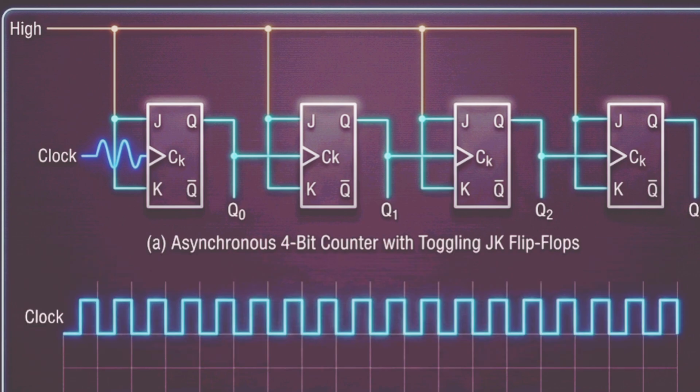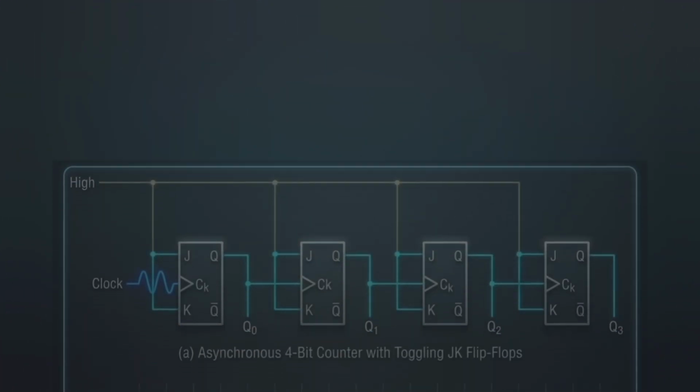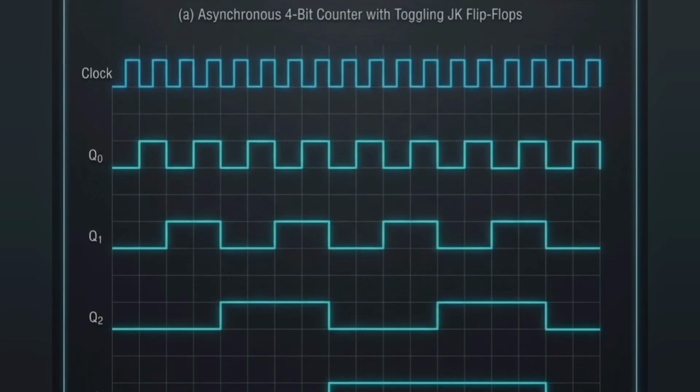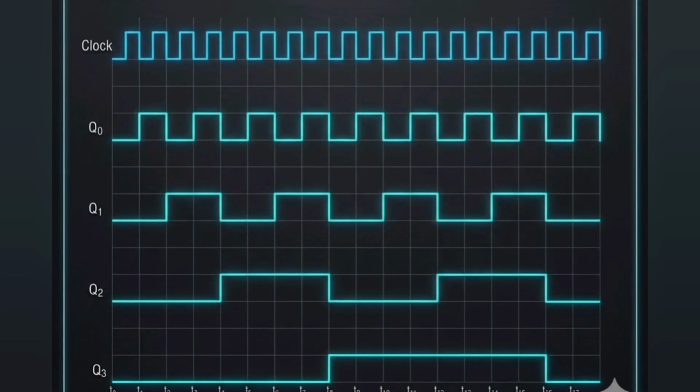Now let us analyze the timing diagram. The timing diagram shows the relationship between the clock pulses and the outputs Q0 through Q3. Q0, which is the LSB, toggles on every falling edge of the main clock. It has half the frequency of the input clock.